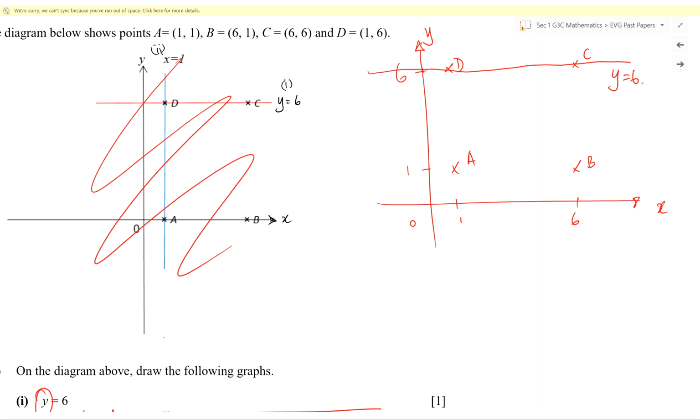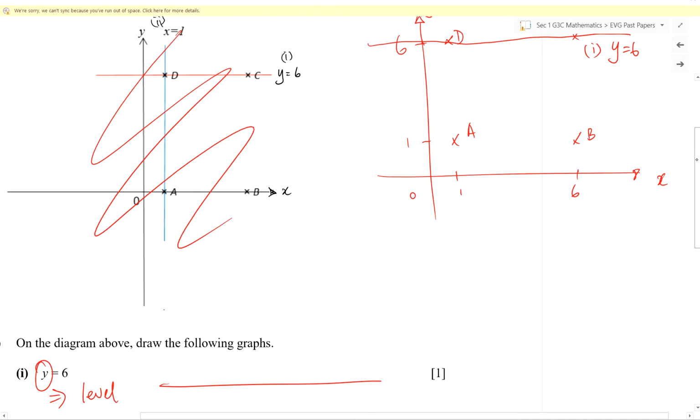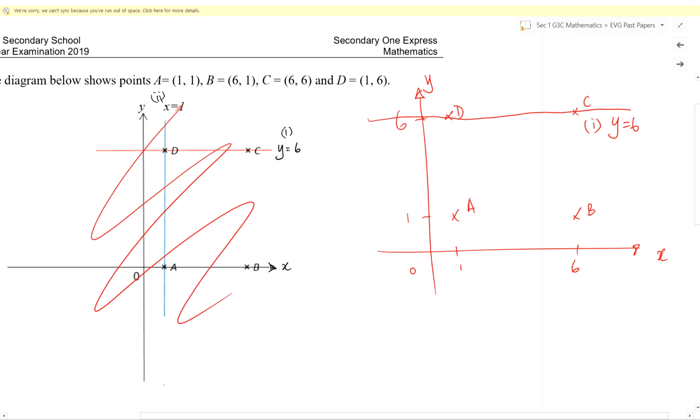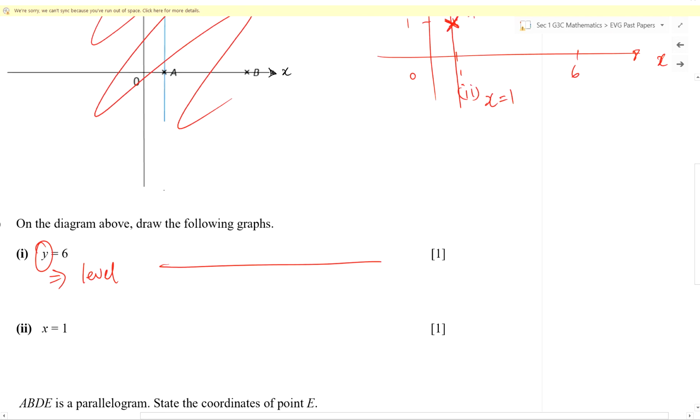And you must label. This is for part 1: Y equals 6. The next question is X equals 1. They want you to draw block 1 over here, a vertical line passing through A and D. This is for part 2: X equals 1. So draw the lines. These are the 2 lines you have to draw. Can I move on? 1 mark each for this.